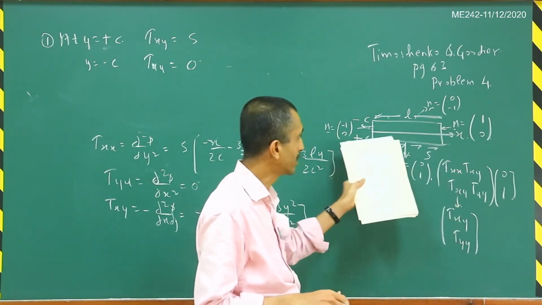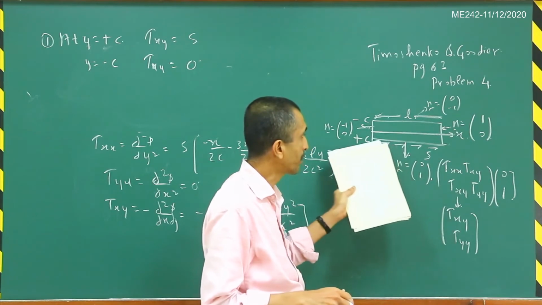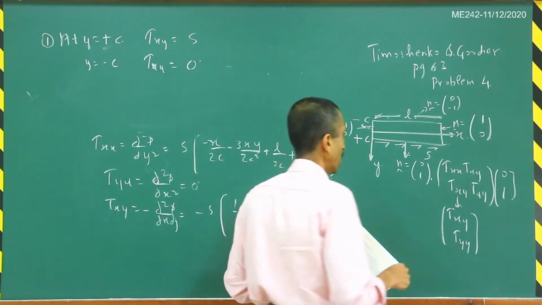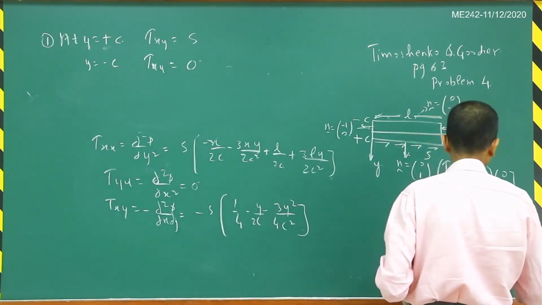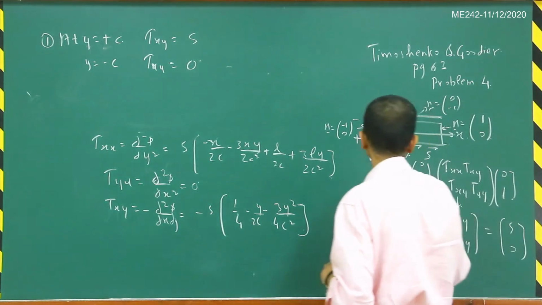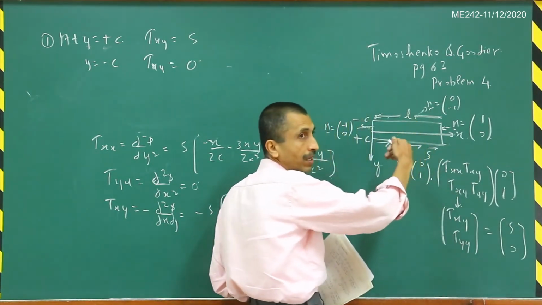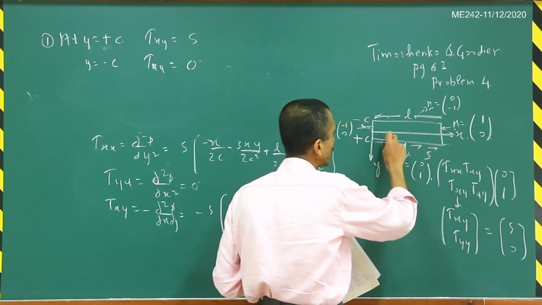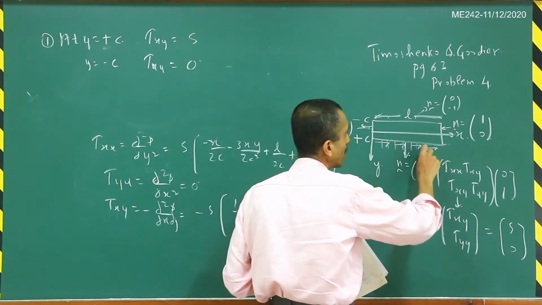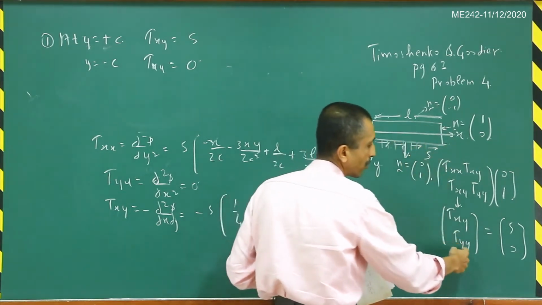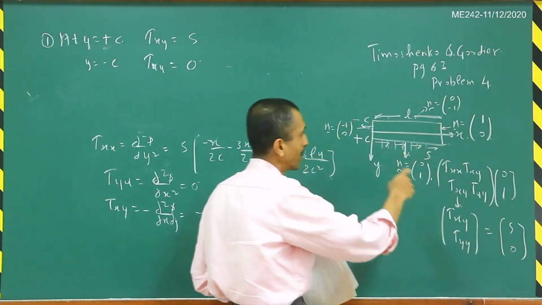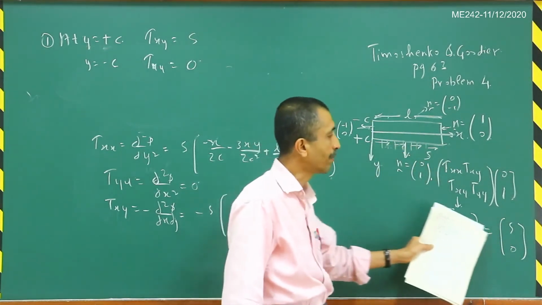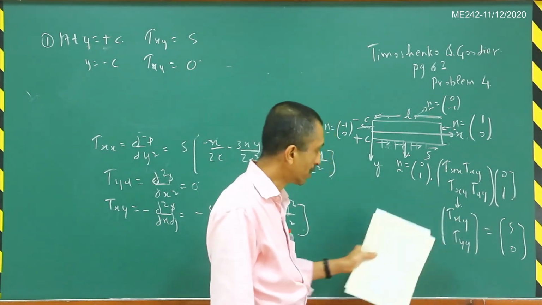And then here you can see that your tau xy is prescribed to be s, and tau yy is prescribed to be 0, because there is no normal component of traction that is applied on this particular face. Suppose you imagine that there was some normal traction P, then your tau yy would be equal to P in that case. But here, since there is only a shear traction being applied, this is the appropriate boundary condition on this particular edge.